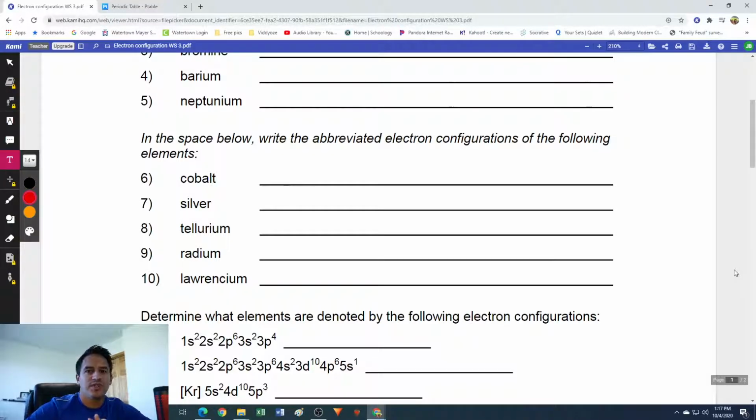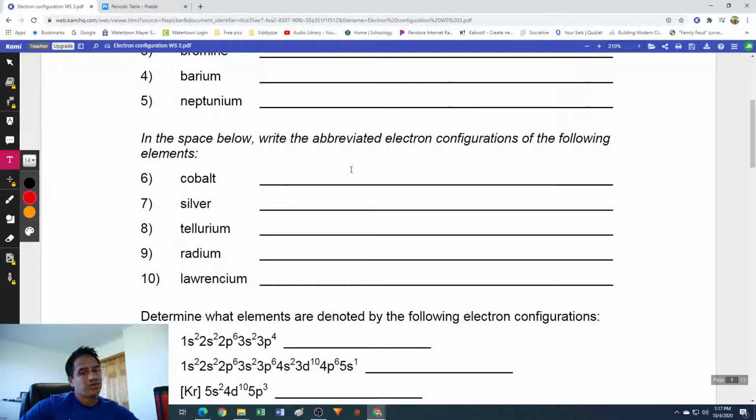Hey guys, Mr. B here, and in this video we are going to be learning how to write shorthand notation for electron configurations. This is something that is not in the notes, but it is very important and very helpful, especially when we start having to write electron configurations for elements that have a lot of electrons. They can get very, very long.